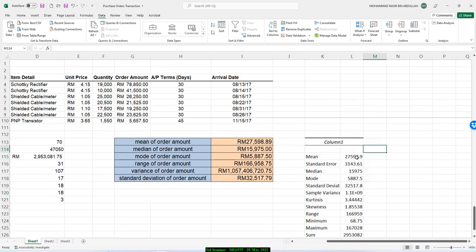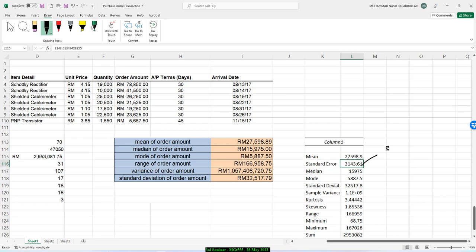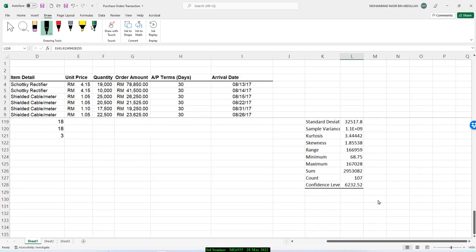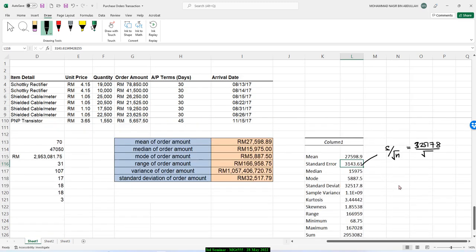So once you click OK, dia akan keluar the output, right? So the output they give us is mean, sama macam kita dapat ni. Standard error dekat sini adalah standard deviation divided by square root of n. Maksudnya dekat sini standard deviation is 32517.8 divided by square root of n. N adalah berapa dekat sini? We have count 107. So ini adalah standard error. And this is a median. And this is the mode. Sama saja macam kita dapat tadi kan.